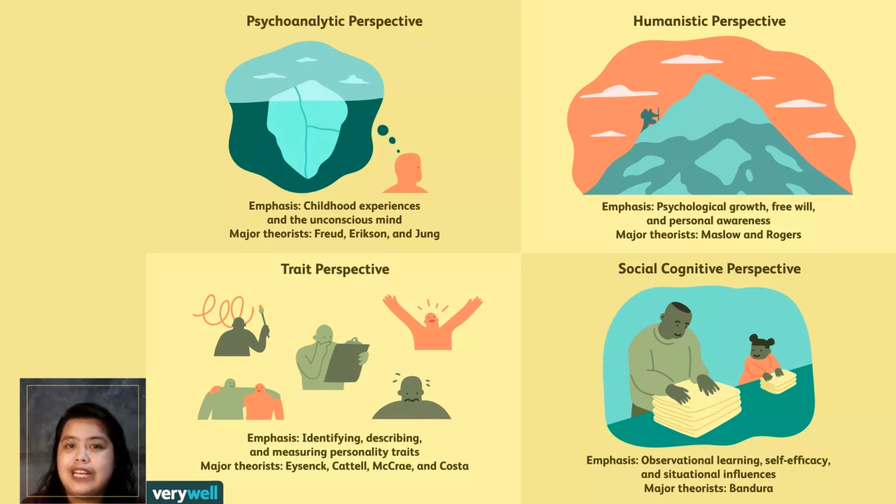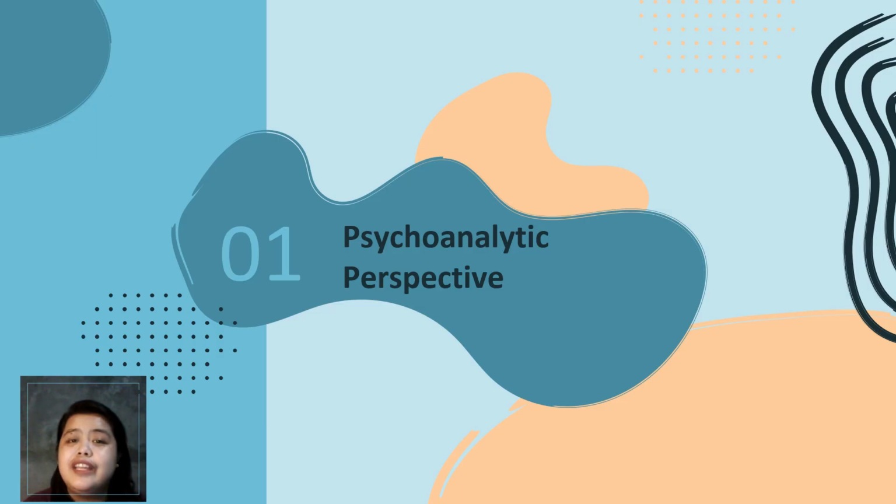First, we have psychoanalytic perspective. Second, we have humanistic perspective. Third is social cognitive perspective. And lastly, we have trait perspective. In this video, we will focus on our first theory of personality, which is psychoanalytic perspective.